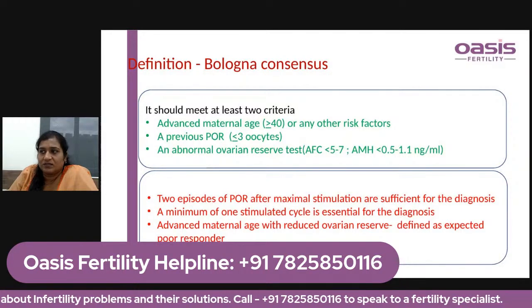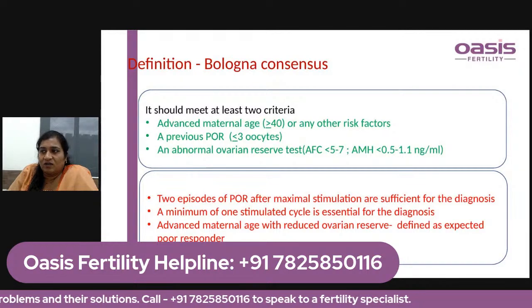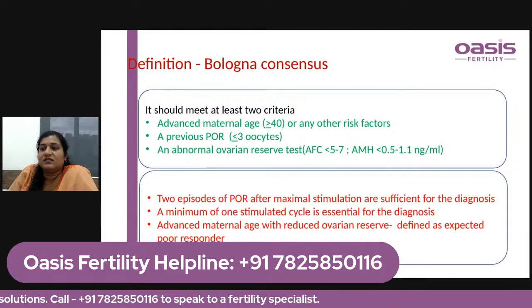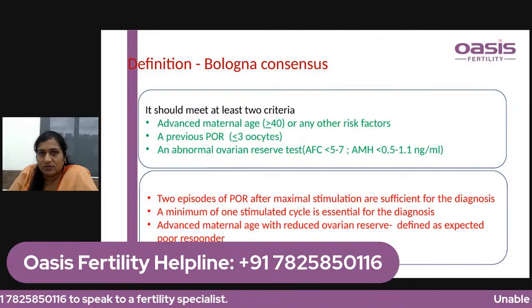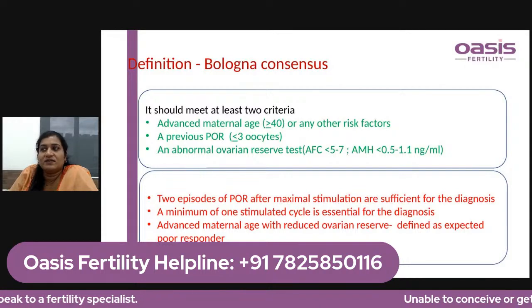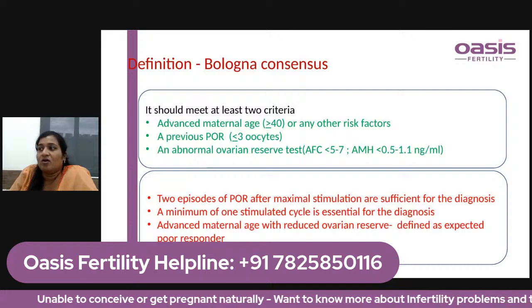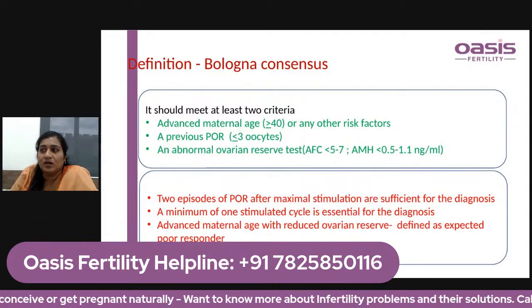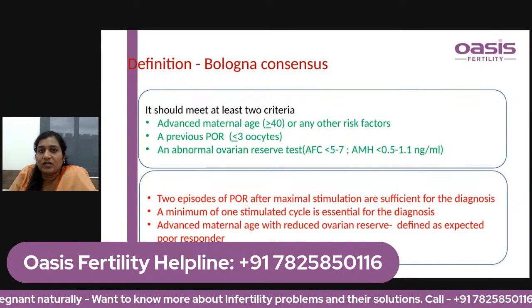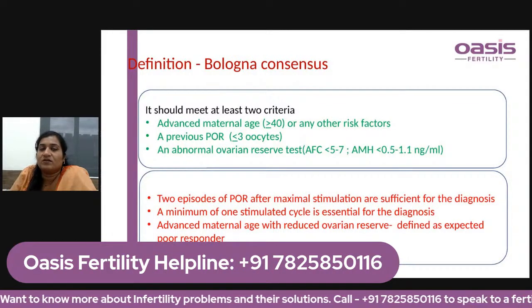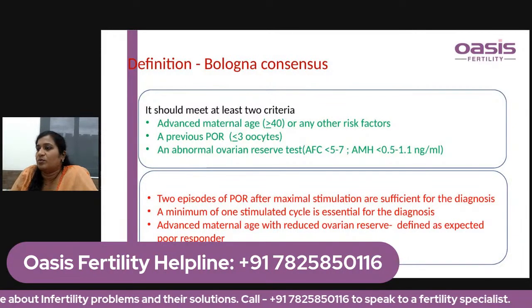If the woman is more than 40 years of age, or if she has already undergone an IVF or a stimulation and it has resulted in less than 3 eggs, or if the woman has any of these tests as positive, that is, if her egg count is less than 5 or if her AMH is less than 1, then we can call her. If any two of these are present in a woman, then we call her poor ovarian response.